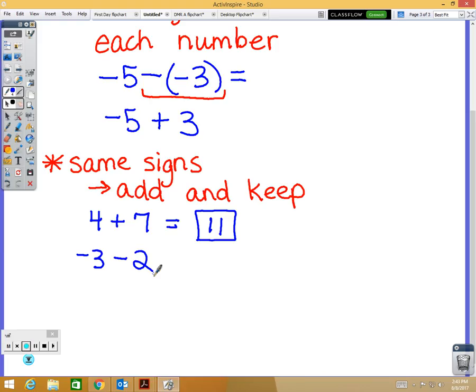A negative 3 and a negative 2, they both are negatives, so we add the absolute values and keep that negative sign. So negative 5.